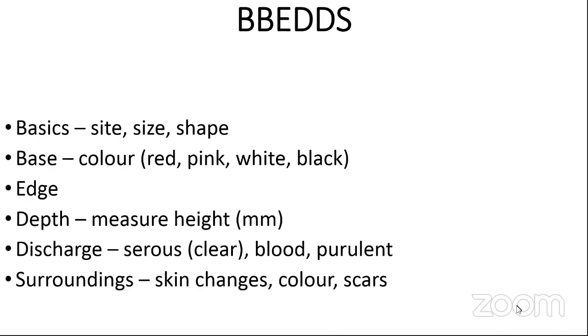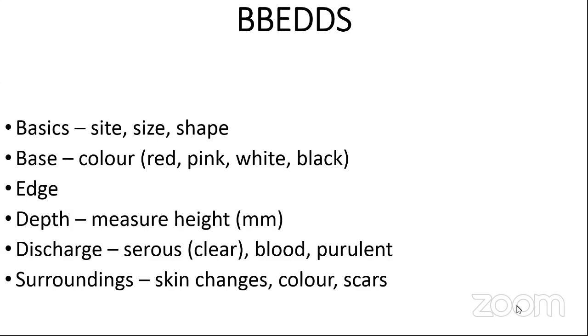Now, examination of the ulcer. Here also there is a mnemonic, BBEDDS. The first B is for site, size, shape of the ulcer. The next B is for base of the ulcer, whether it is red, pink, white, black. We will discuss that in detail.